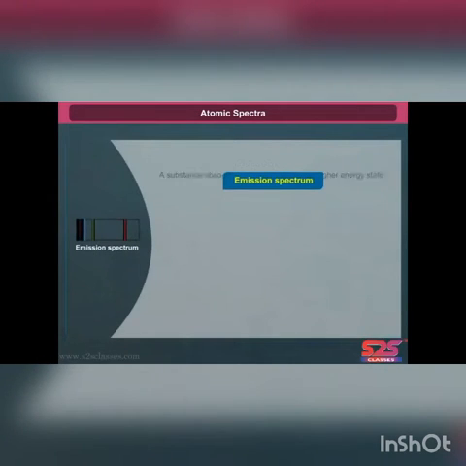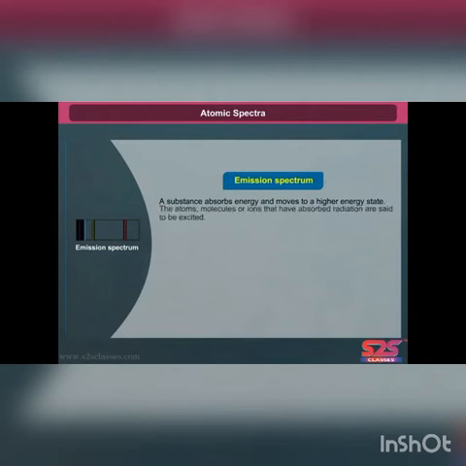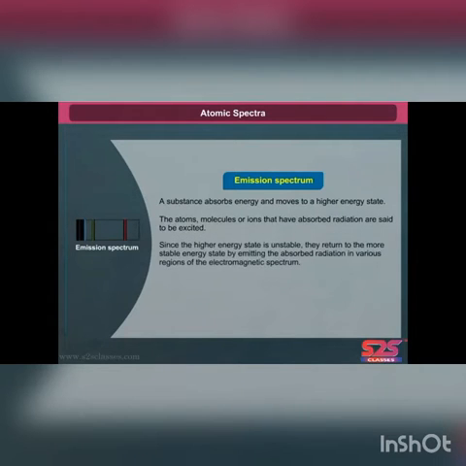Emission spectrum. A substance absorbs energy and moves to a higher energy state. The atoms, molecules or ions that have absorbed radiation are said to be excited. Since the higher energy state is unstable, they return to the more stable energy state by emitting the absorbed radiations in various regions of the electromagnetic spectrum. The spectrum of radiation emitted by a substance that has absorbed energy is called an emission spectrum.